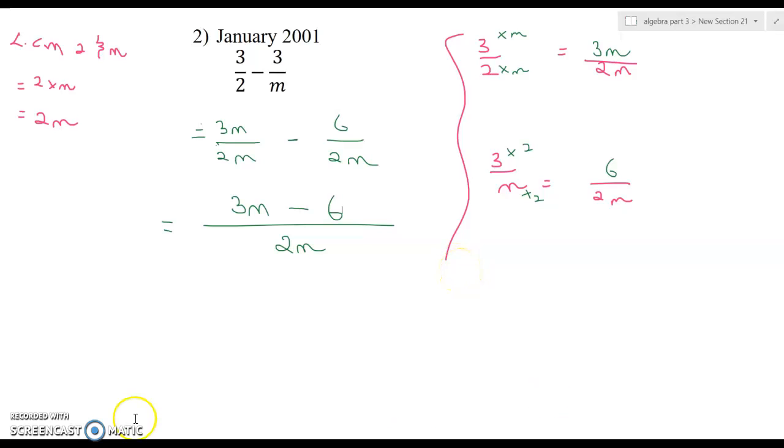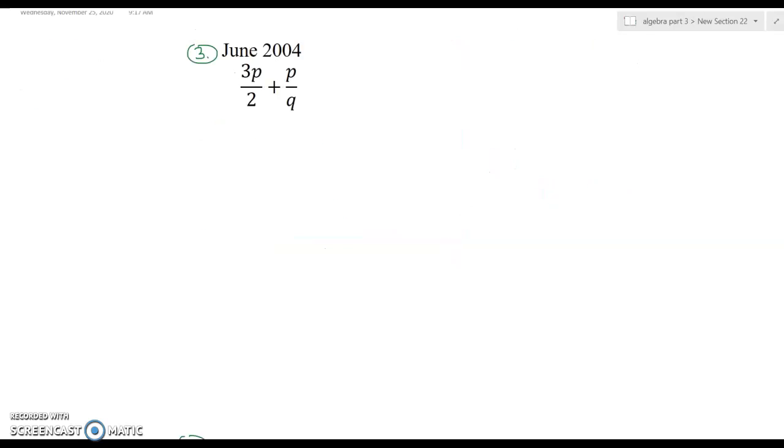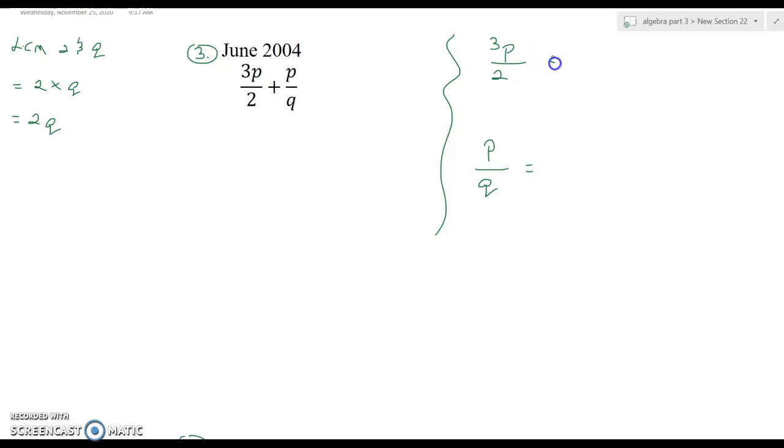So now let's look at another question. All right, so we're looking at June 2004. We have 3p over 2 plus p over q. So again, let's find the LCM. The LCM of 2 and q. Again, 2 and q are totally different, so it's just like the last question. So my LCM is just multiply the two denominators. 2 times q, so that is 2q. So we're going to make our two fractions, 3p over 2 and p over q, new fractions over that LCM, which is 2q, right?